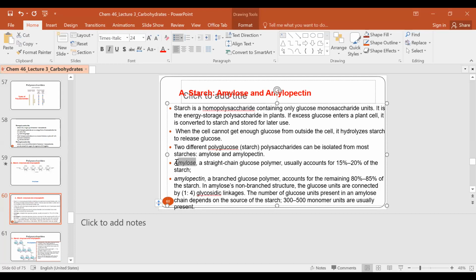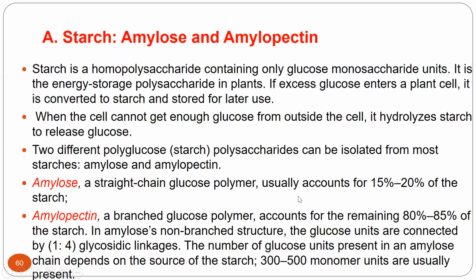So the amylose contains glucose, usually 15 to 20% of the starch. The starch is a mixture containing amylose and amylopectin. So the second one is the amylopectin. Aside from amylose, it contains 80 to 85% of the starch.